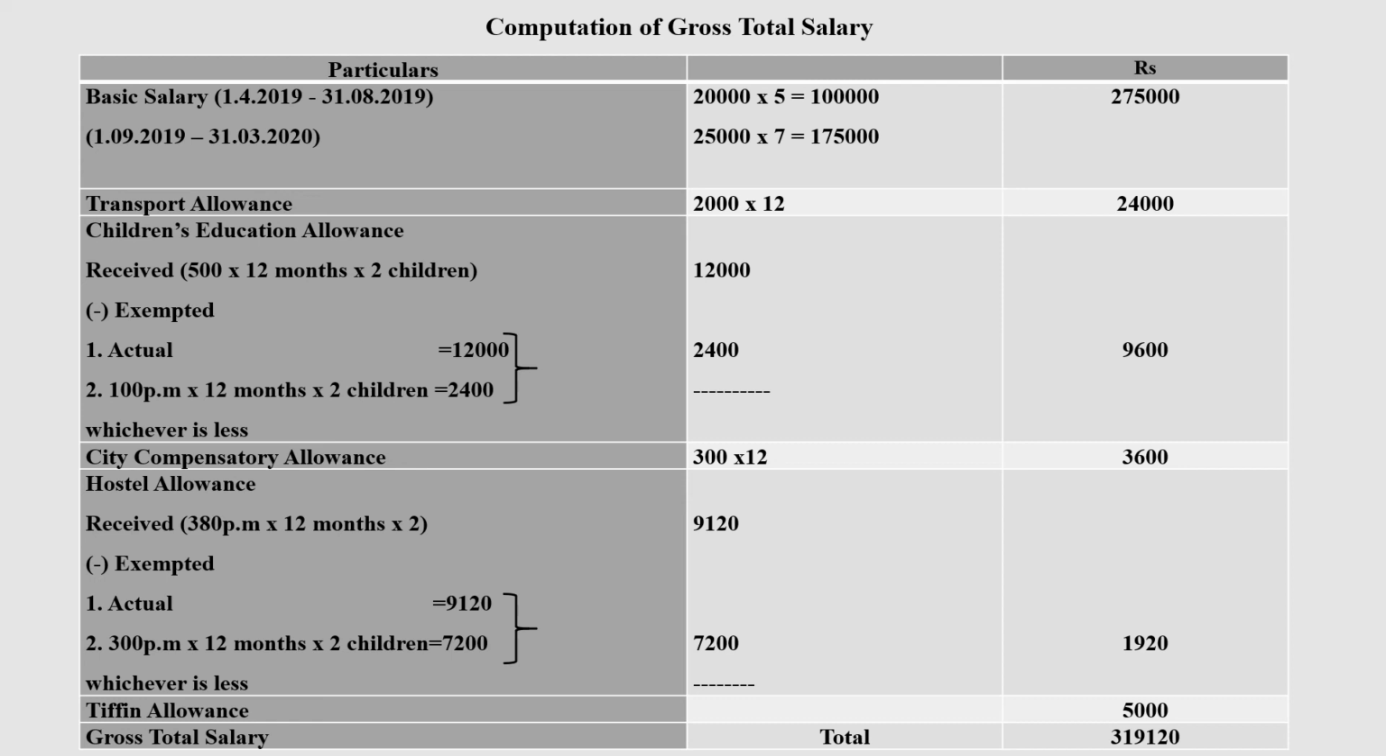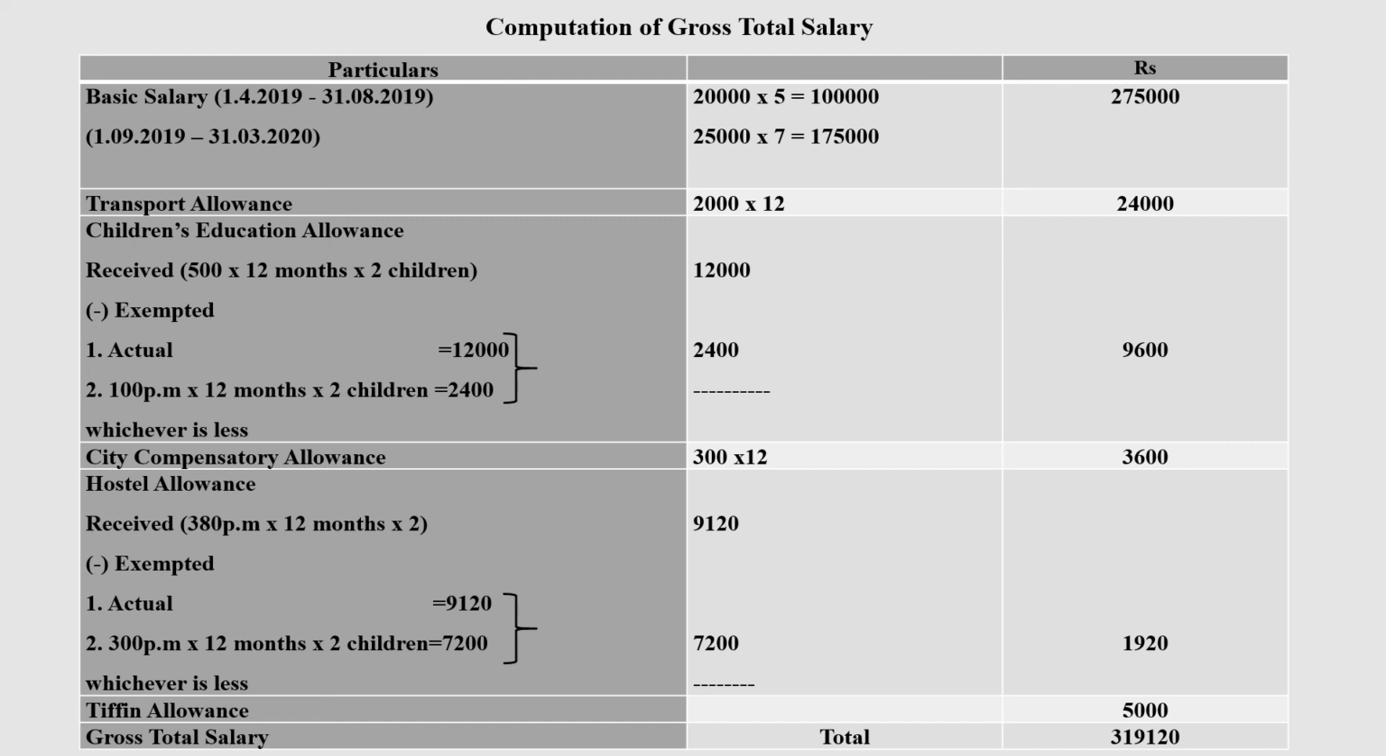So from 12,000 you are minusing the exempted rate. 12,000 is the received amount. 2,400 is the exempted amount. So the taxable amount is 9,600. Take it to the outermost column. Then you have city compensatory allowance, which is 300. 300 for a month. So 300 into 12, 3,600.